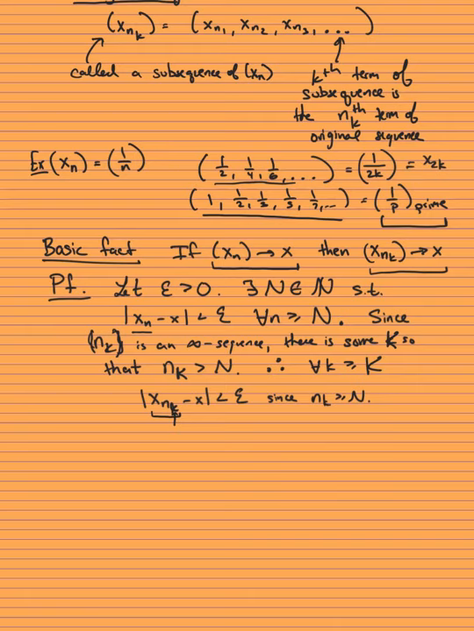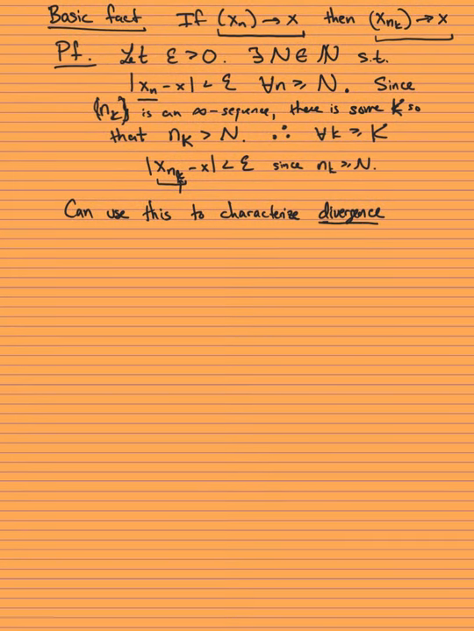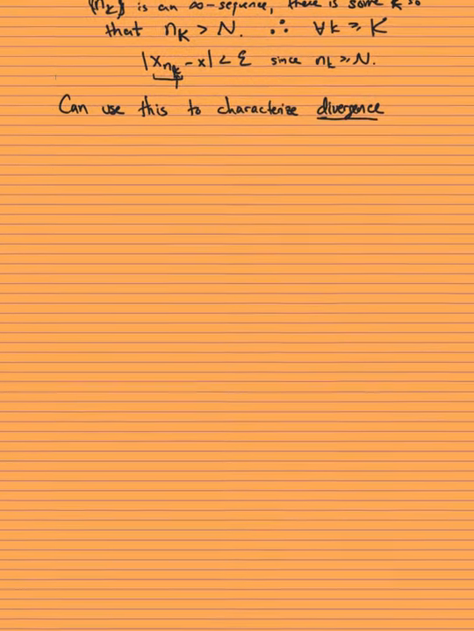Okay, so we can use this, it turns out, to characterize divergence of a sequence. Which is something that we've really been focused on proving things that converge, right? And we just say, when do they diverge? When are they not converging to something? So here's a theorem.